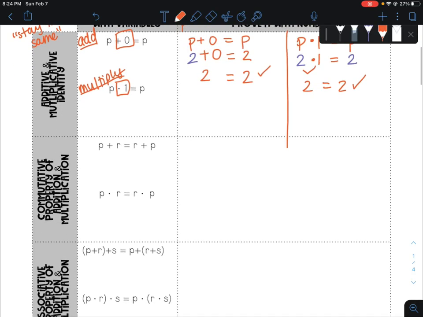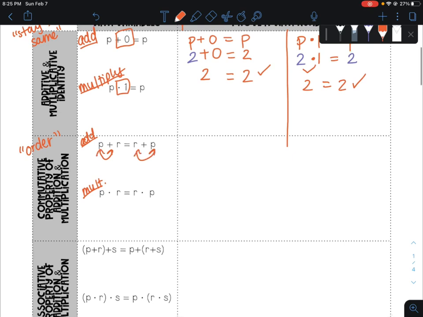Okay, next up, the commutative property. We talk about this one all the time. The commutative property is when you change the order. And when you change the order, it stays equal, or it stays equivalent. It works for adding, and it works when you multiply. So P plus R equals R plus P. All we did was change the order. Same deal for multiplying. P times R is the same as R times P.